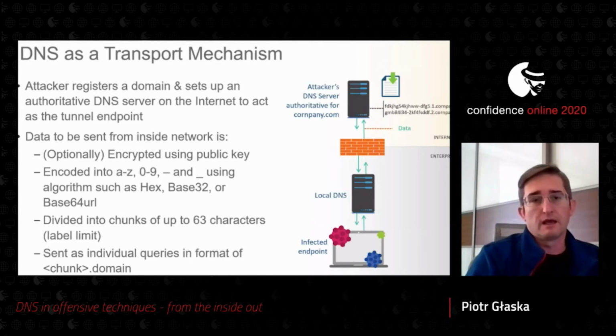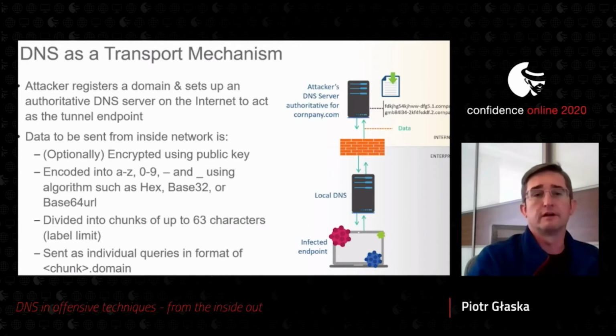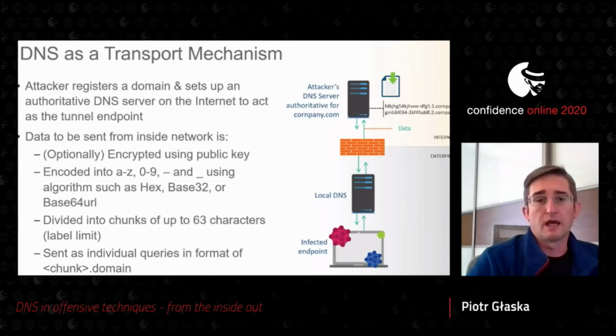Then from the infected endpoint, in the last phase of the infection, when you want to exfiltrate data to your external server, in an advanced attack the attacker will usually encrypt the data. Then the data needs to be encoded because it will be sent in the form of an FQDN, a fully qualified domain name, in the DNS query. So it needs to comply with the RFC. The RFC says you can only use letters, digits, dash, and underscore.